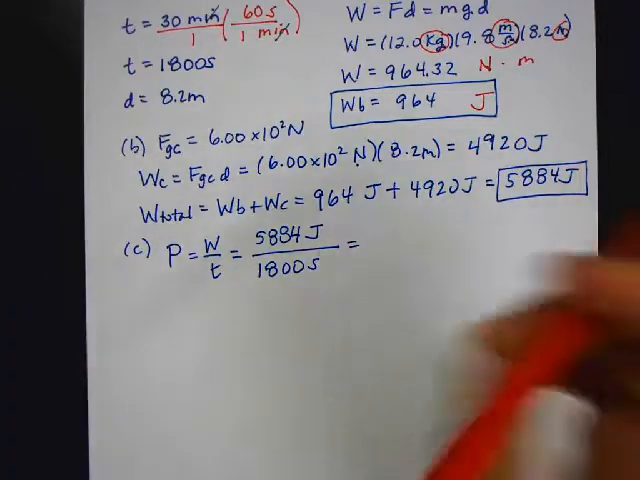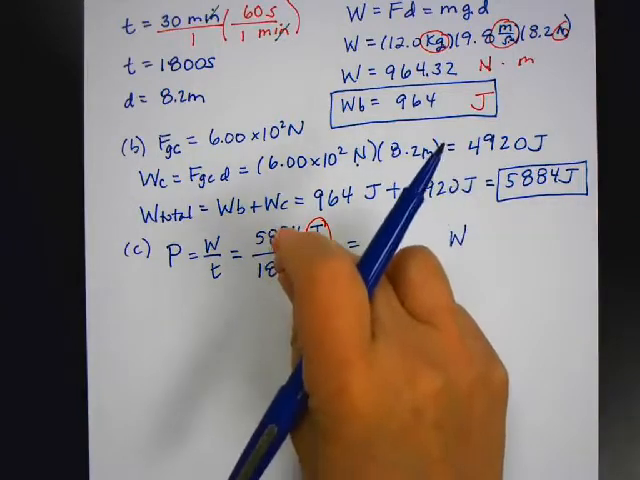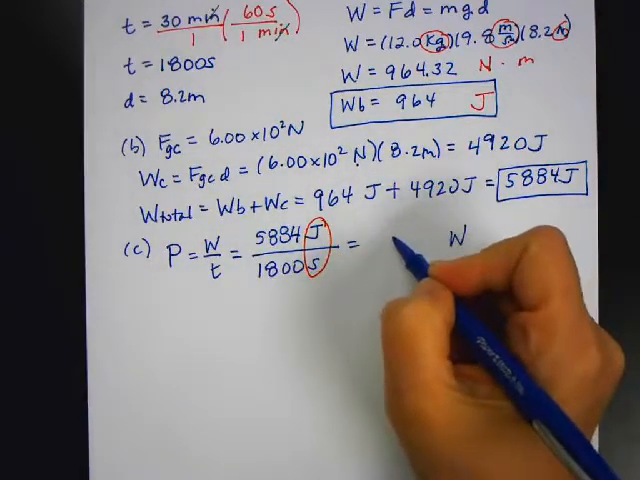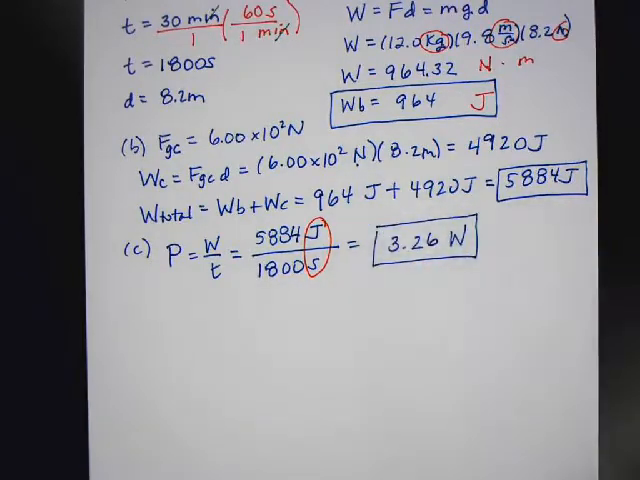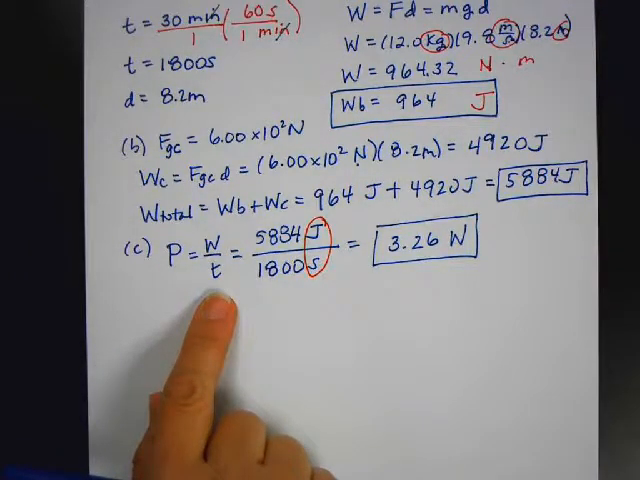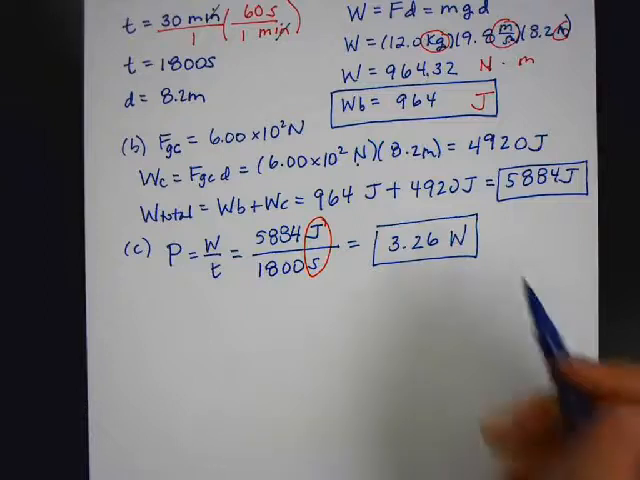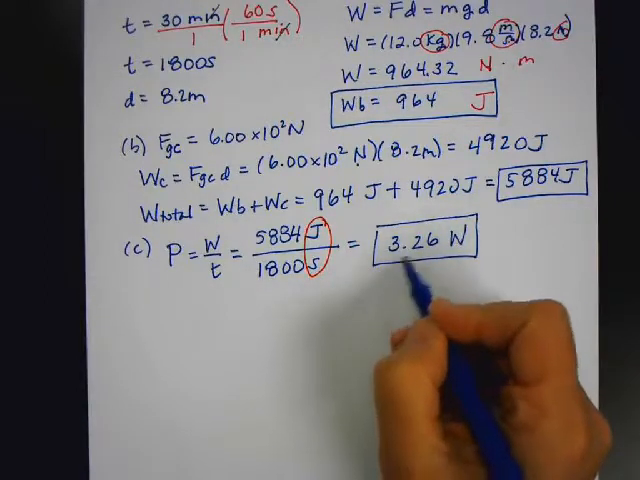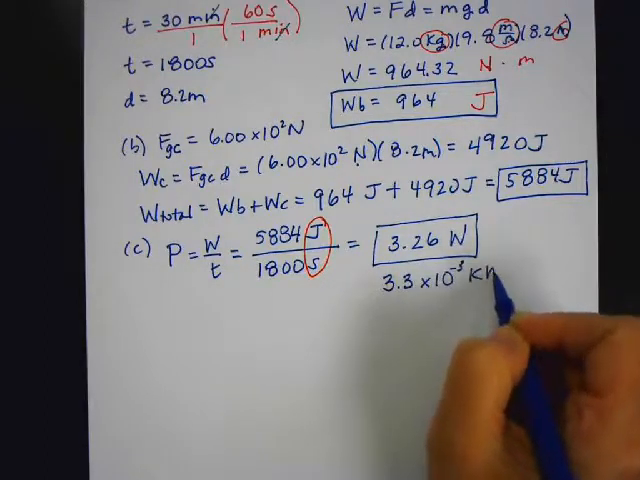Now when I look at my unit, a joule per second is a watt, named after James Watt. 5884 divided by 1800 ends up being 3.26 watts. So the only new thing we did today was learn that power is work over time. If we want to convert this to kilowatts, kilo means 10 to the third power, so we would move our decimal point over. If I did two significant figures, 3.3 times 10 to the negative 3 kilowatts.